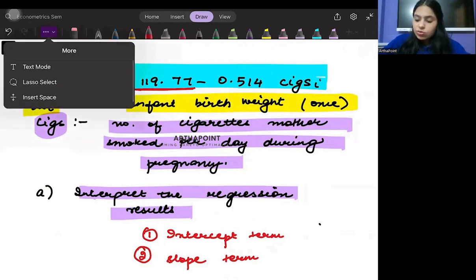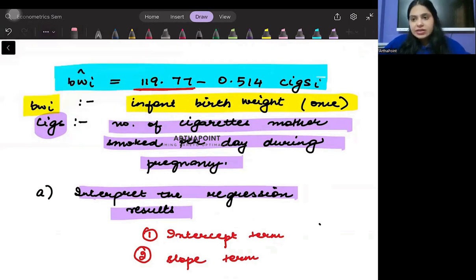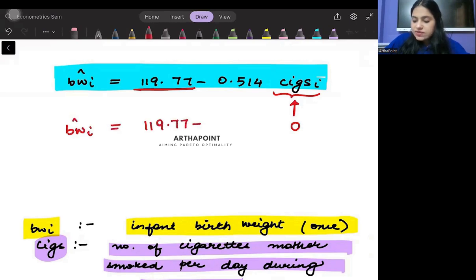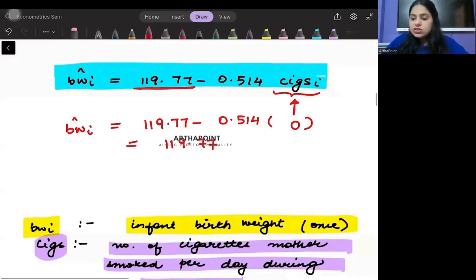That means I need to interpret 119.77. In order to interpret that, you will always put the x term equal to 0. So here you will plug in 0, and you will get BWI hat is equal to 119.77 minus 0.514 into 0, and this will be 119.77.